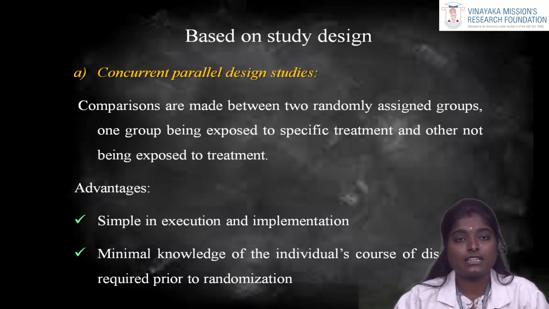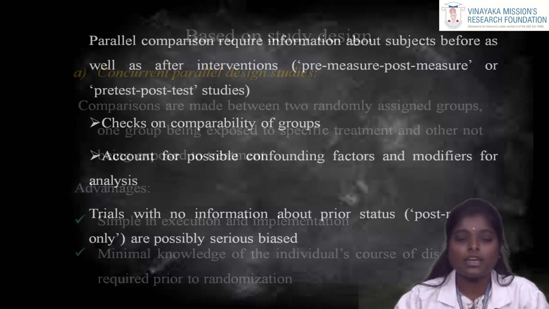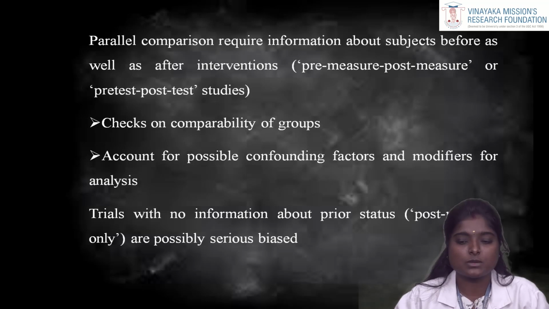Based on the study design, it can be a concurrent parallel design, where comparison is made between two randomly assigned groups, one group being exposed to a specific treatment and the other not being exposed to the treatment. The advantage is that it is simple in execution and implementation. Parallel comparison requires information about the subjects before as well as after interventions. It accounts for possible confounding factors and modifiers in the analysis.